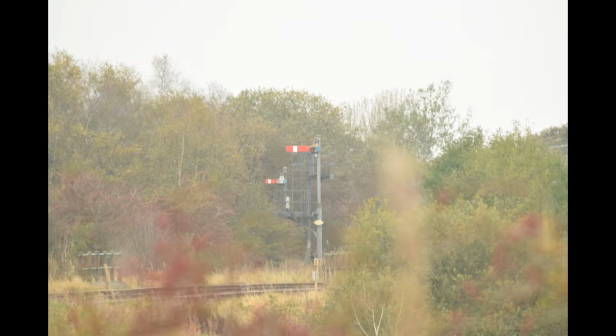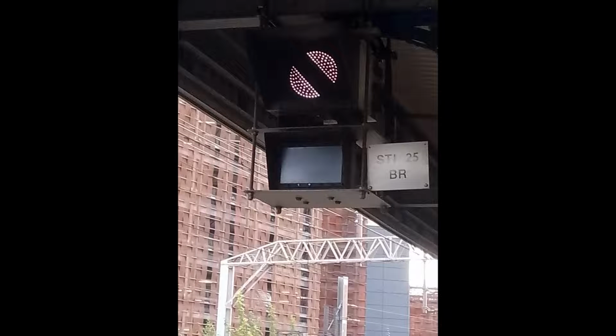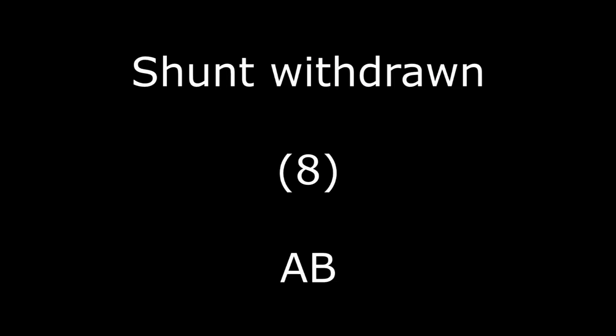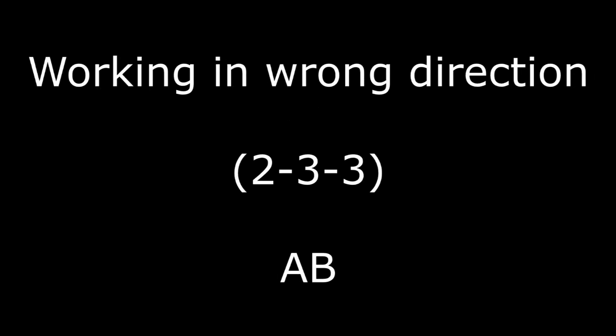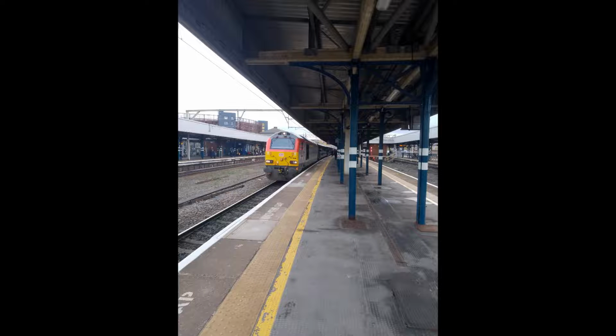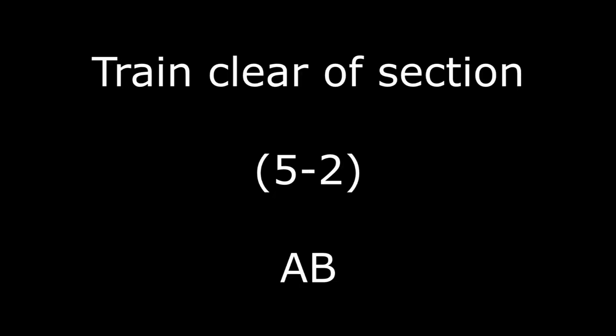If we say to them, can we shunt into the forward section, so the 3 pause 3 pause 2, and then we decide actually no, we can get away without doing that, we can withdraw the shunt, and we do that with 8 bells. If we've got a train that we're working in the wrong direction, this is a 2 pause 3 pause 3. Train clear of the section, 5 pause 2. Train withdrawn is 2 pause 5.